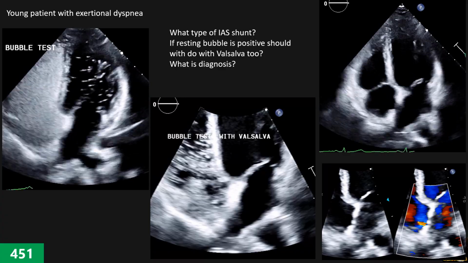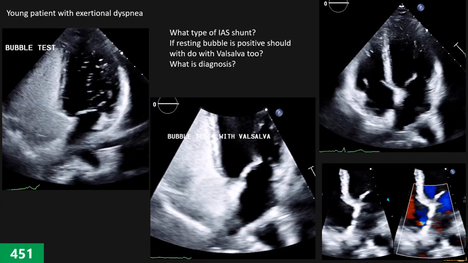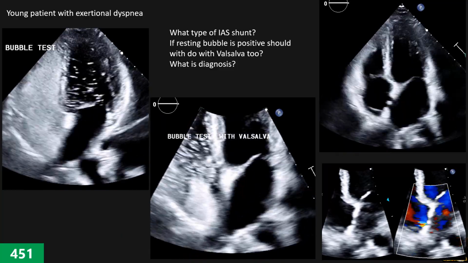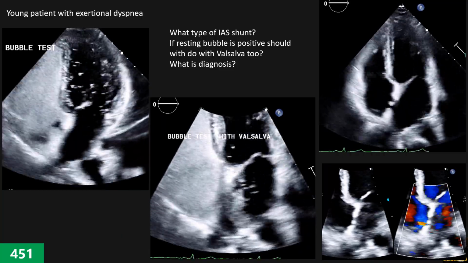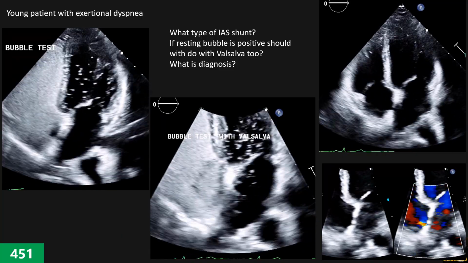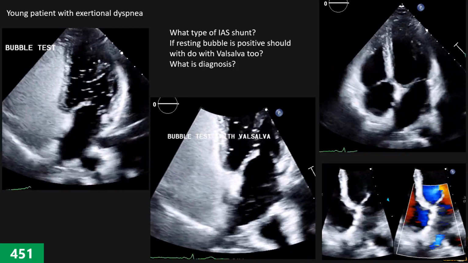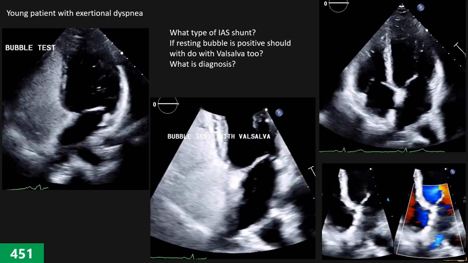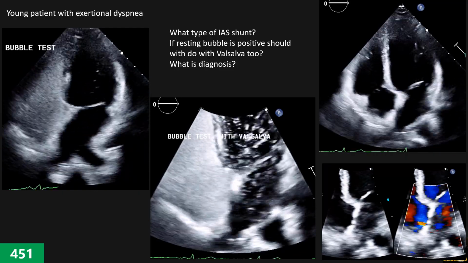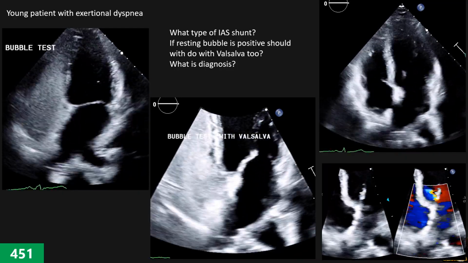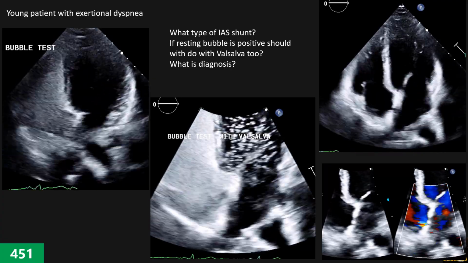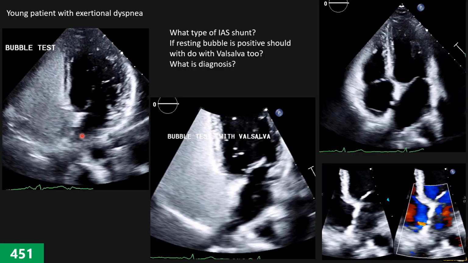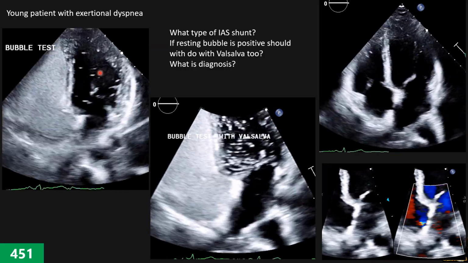Hi everyone, here we have a patient, young, female, healthy, who has been sent to the echo department for echocardiography. Due to those findings and basic primary studies, the doctor requests a bubble test too, for ruling out any shunt, right to left, that can cause exertional dyspnea. As you can see here, at rest the bubble test is positive.